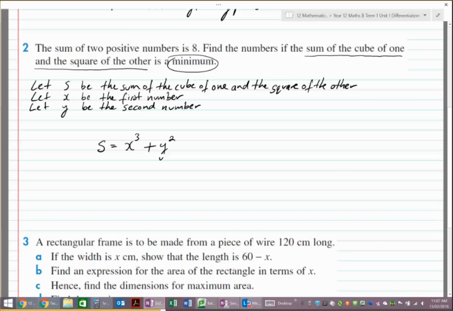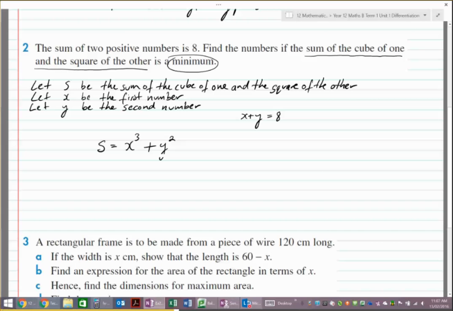Okay, so I've got my equation. Again, I can't do anything with this equation yet because there's two variables. I'm only allowed to have one variable there. So I need to try and find some other piece of information. Okay, look back to the question. The sum of two positive numbers is 8. So I know that x plus y equals 8.